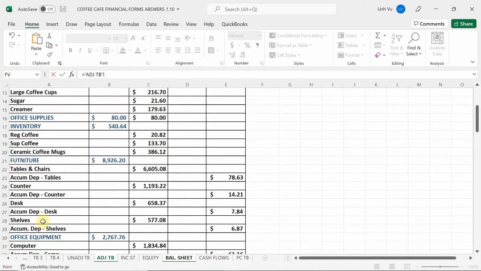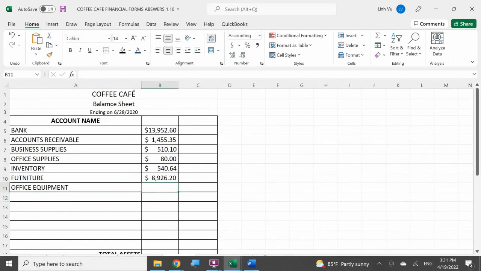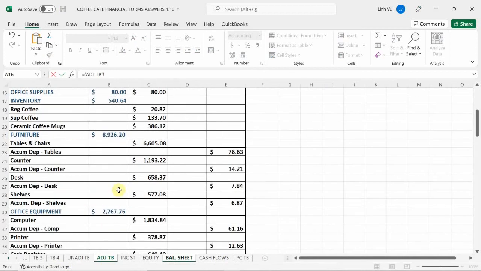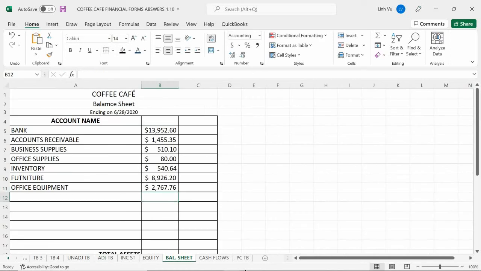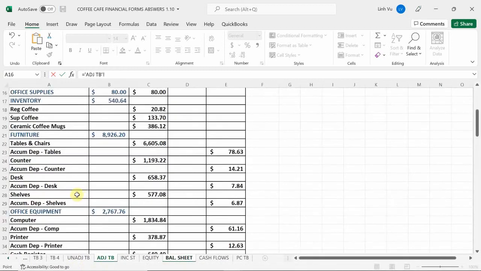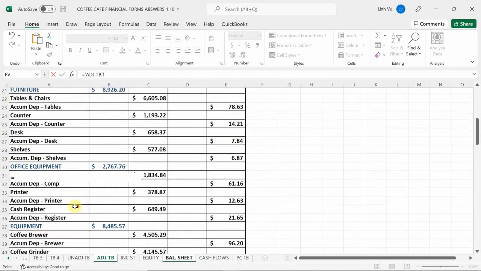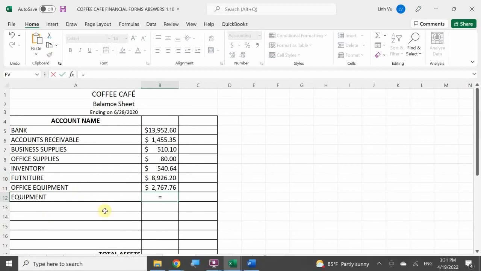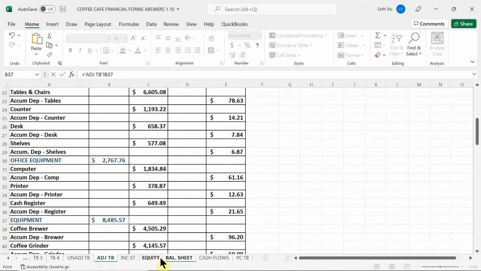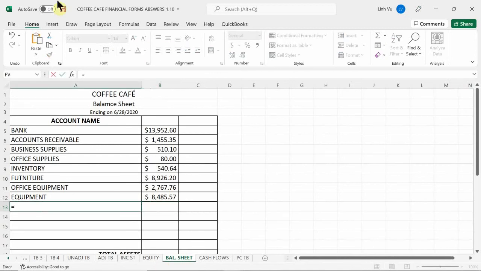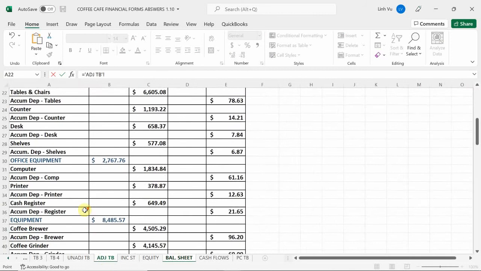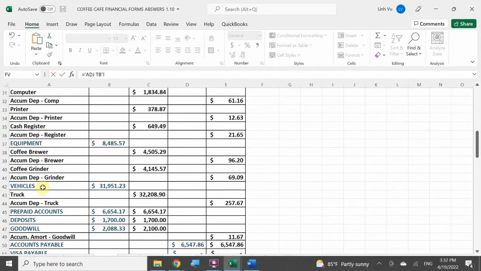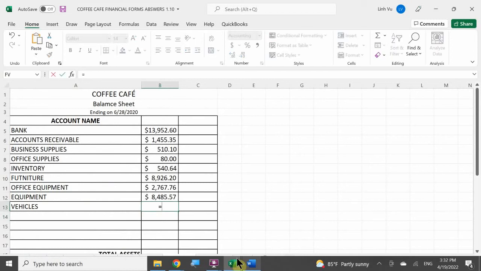Next one is going to be my office equipment. My computer, printer, and cash register is currently at a grand total of $2,767.76. I also have my next fixed asset, which is going to be equipment, main account for $8,485. All right. Next fixed asset I have on this list is going to be my vehicles, for 31,000.